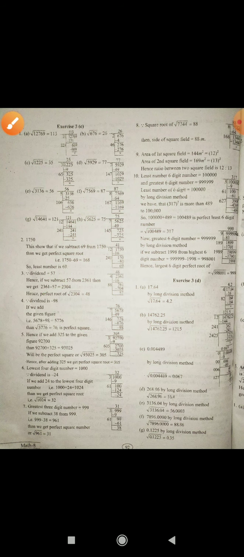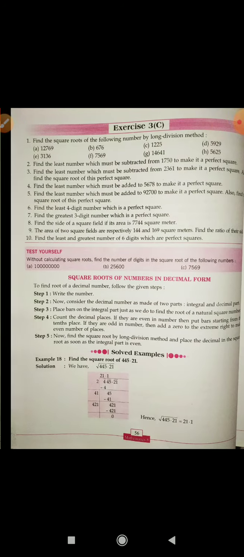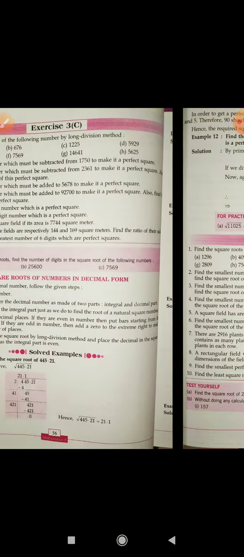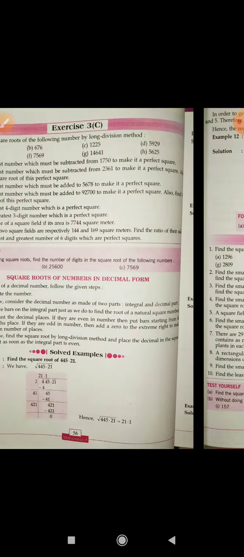Like this, do all the numbers. Student, you can write down the answers for questions 1 to 10 in your notebook. Complete exercise 3b, and exercise 3c you can write down in your notebook.